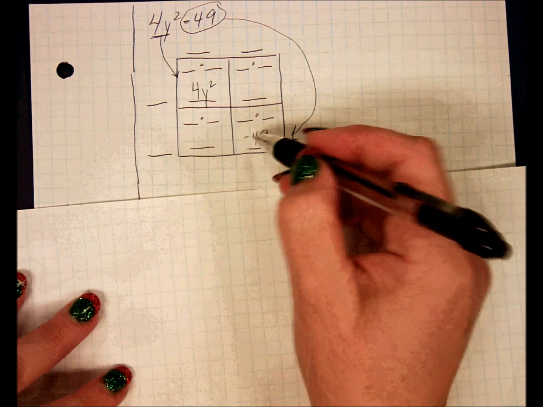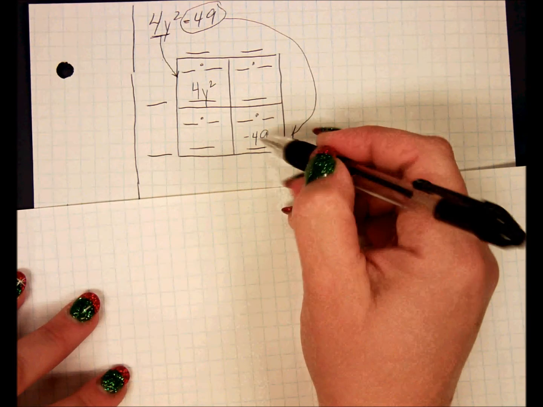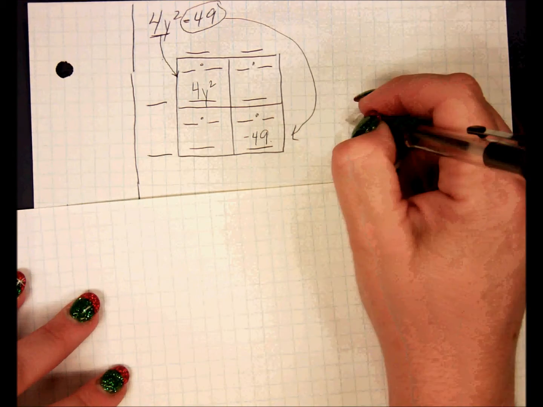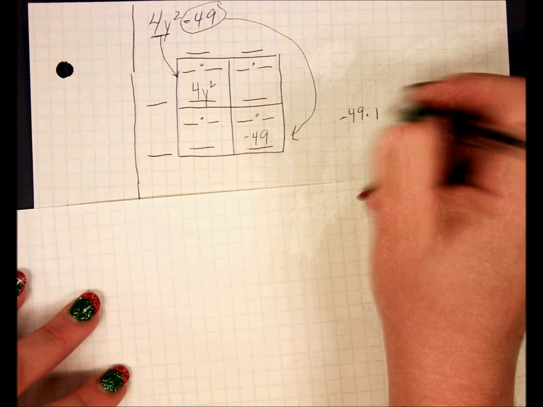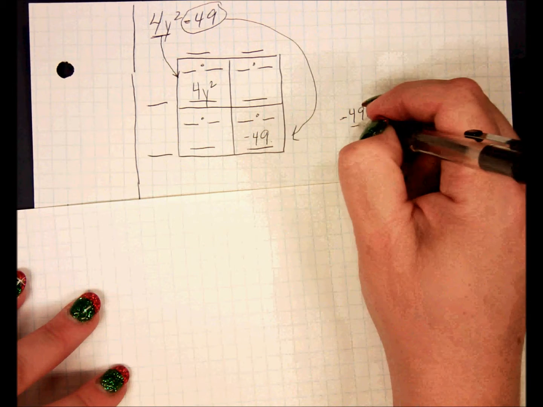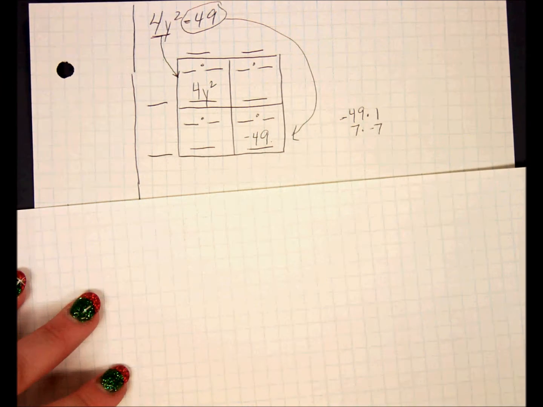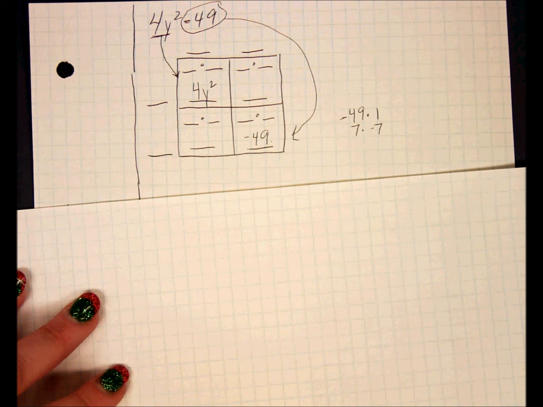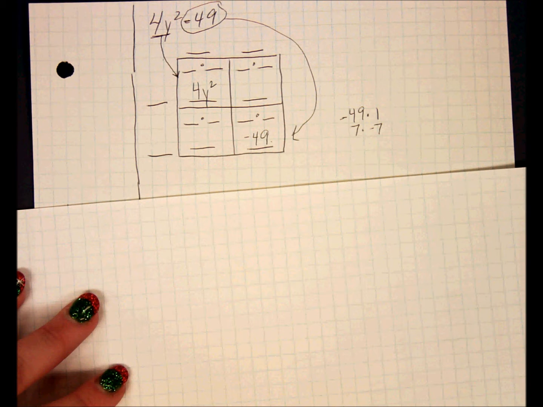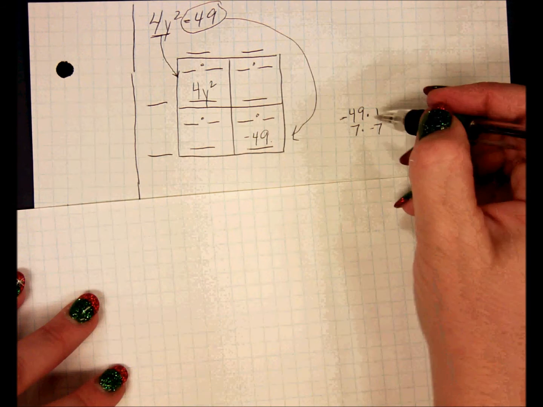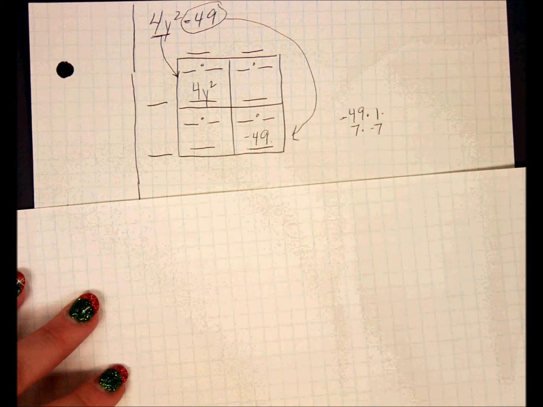This is negative 49. Negative 49 I could get by doing negative 49 times 1. I could do 7 times negative 7, or negative 7 times positive 7. But those are kind of my two possibilities to get negative 49. A lot of times you're going to notice that this one that has a 1 in it is not the correct one.